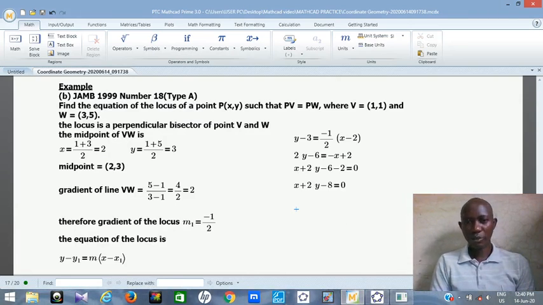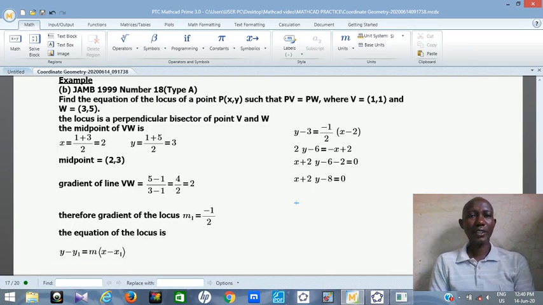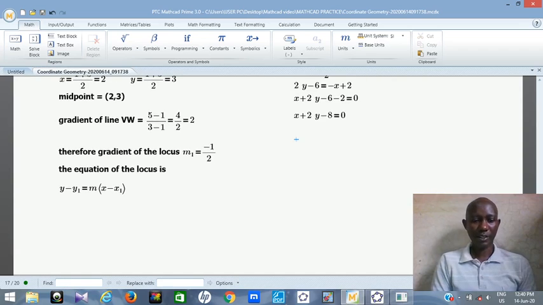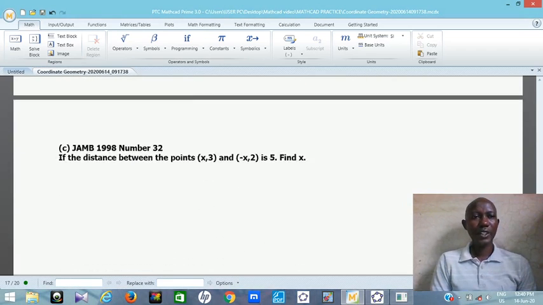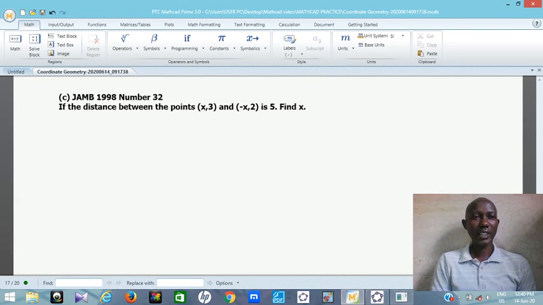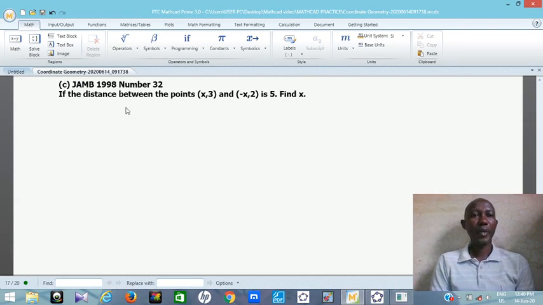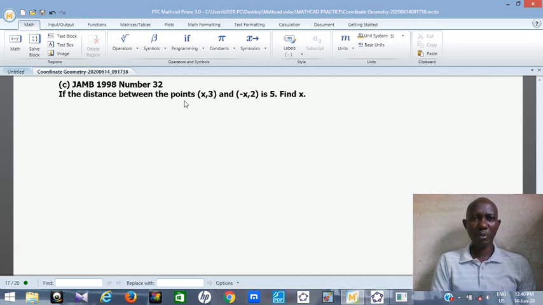So take note of this question, 1999 number 18 JAMB question. Practice this question and understand it very, very well. Okay, let's study this one. This is taken from 1998 JAMB number 32. This one is a simple one. It's not difficult. It's just direct and easy. It said if the distance between the point, this and this, is 5, find the value of x.